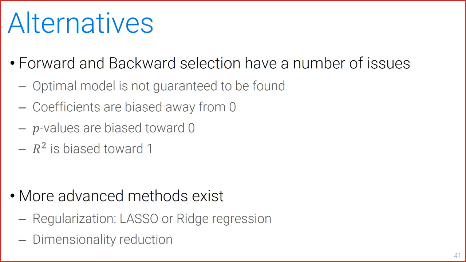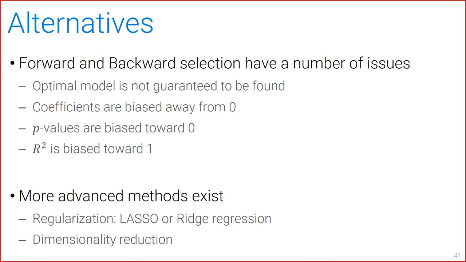And it turns out that the coefficients are biased away from zero. This way of selecting the model is biasing the coefficients away from zero. And so as a result, the p-values are biased towards zero. So the models are biased towards giving us more confidence than we really should have. And in general, the R-square is going to be biased towards 1. So the models are going to appear to be better than they really are.